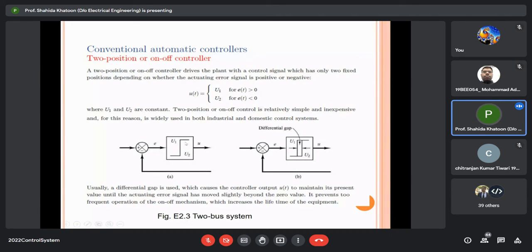So you can represent this two position controller like this. You have one position and the other position. One is 0, the other one is 1. So binary type of control. This is basically the differential gap. Usually a differential gap is used, which causes the controller output u(t) to maintain its present value until the actuating error signal has moved slightly beyond the 0 value. It prevents too frequent operation of the on-off mechanism, which increases the life of the equipment. So you can write down this and you can draw this diagram.